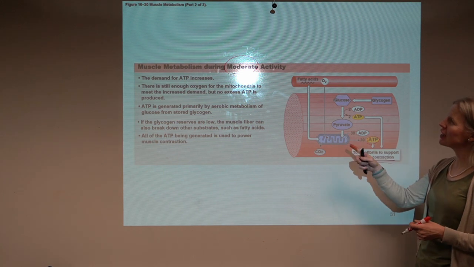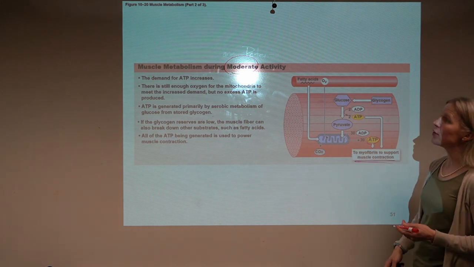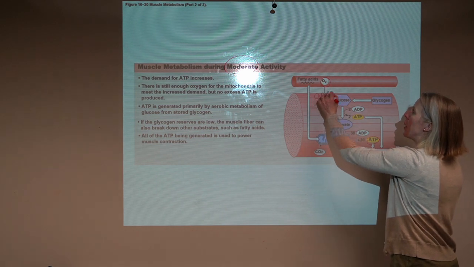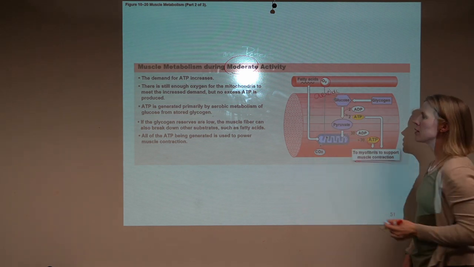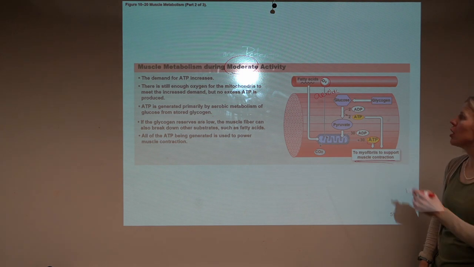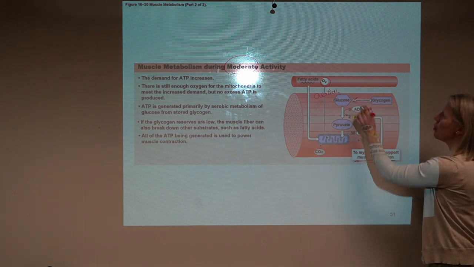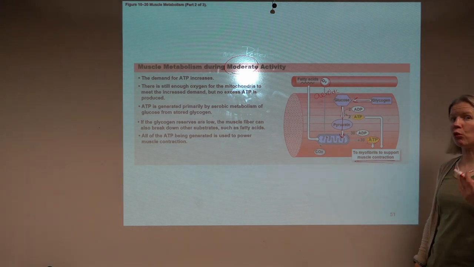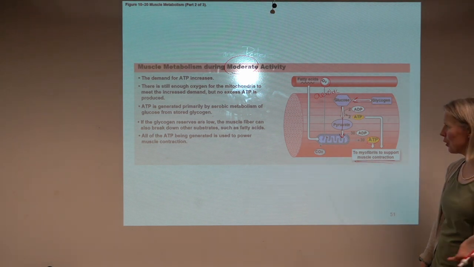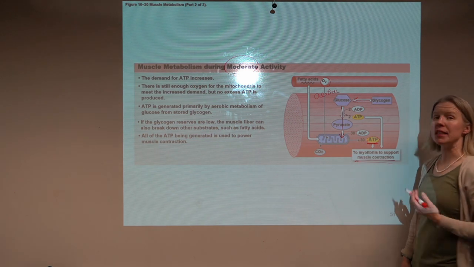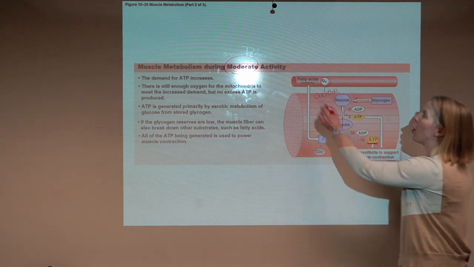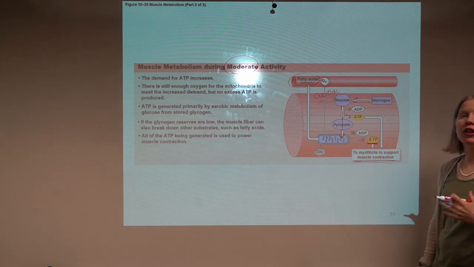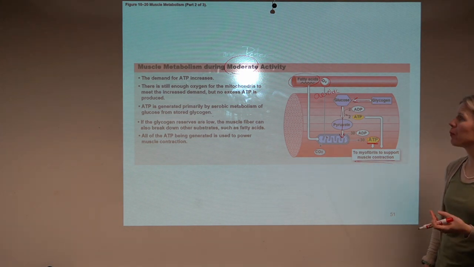So what we're gonna see during moderate activity is very much the use of oxygen to do aerobic processes to produce more ATP. So we see glycogen being converted to glucose, and then that glucose being run through aerobic cellular respiration to make a bunch of ATP. We also continue to use fatty acids as fuels as much as possible.